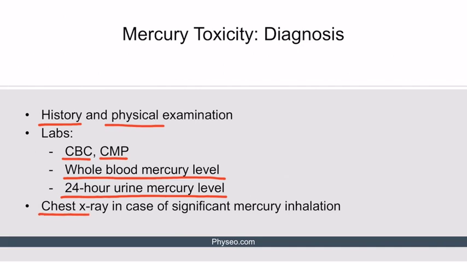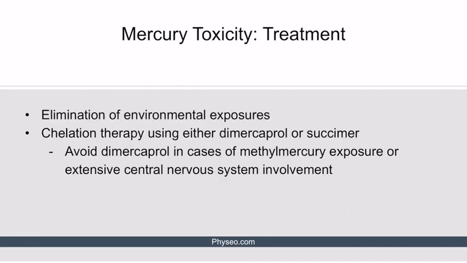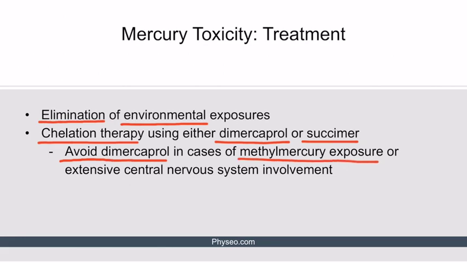Now, finally, a chest X-ray can be ordered in cases of significant mercury inhalation because you want to evaluate the lungs. As with lead and arsenic, treatment of mercury toxicity begins with elimination of environmental exposures and often involves chelation therapy using either dimercaprol or succimer. Notably, clinicians should avoid using dimercaprol in cases of methylmercury exposure or in cases of extensive CNS involvement. And that's because dimercaprol can worsen neurologic toxicity in either of these cases because it increases mobilization of the mercury to the brain.